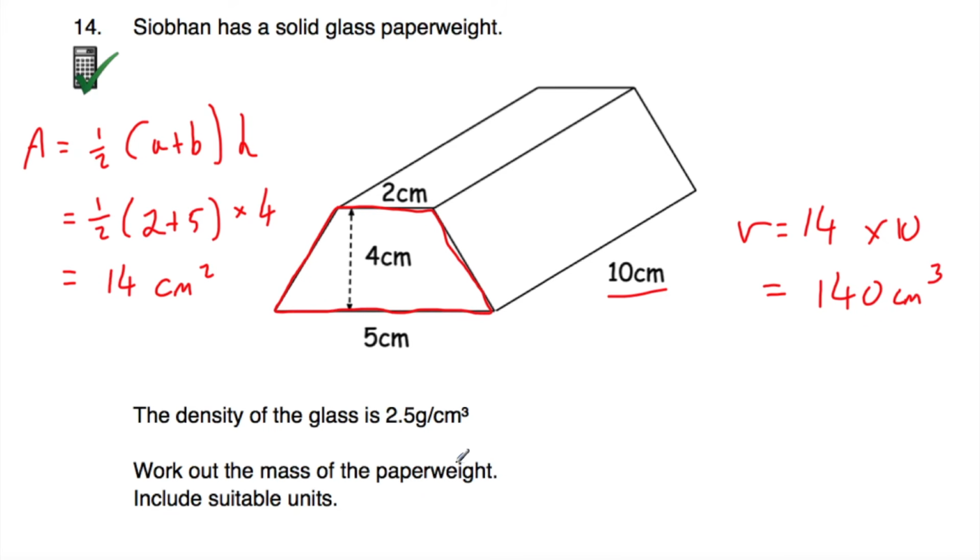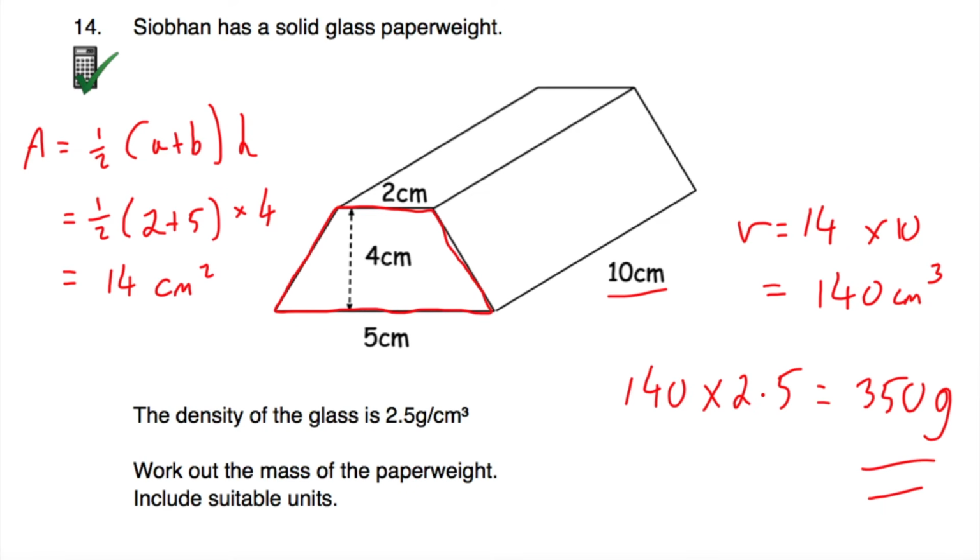Now we were asked to find the mass of the paperweight. Remember that every single centimetre cubed has got a mass of 2.5 grams. That's what this density means. The density of the glass is 2.5 grams per centimetre cubed. So every centimetre cubed has got a mass of 2.5 grams. So if we take the 140, how many centimetre cubes there are, and times them by 2.5, so if we do the volume times the density, we'll get the mass. So 140 multiplied by 2.5 is equal to 350, and that would be in grams. So that means the mass of the paperweight is 350 grams, and that's it. So Siobhan's paperweight has got a mass of 350 grams.